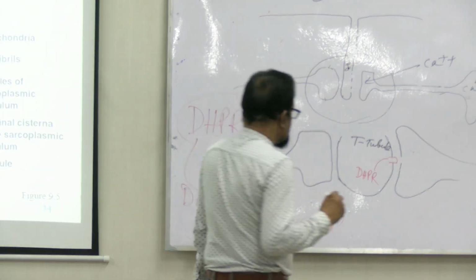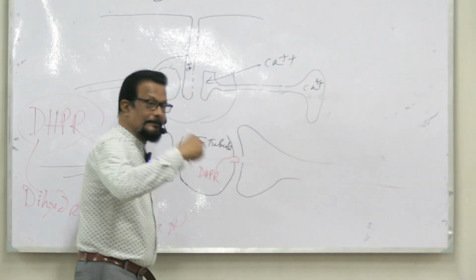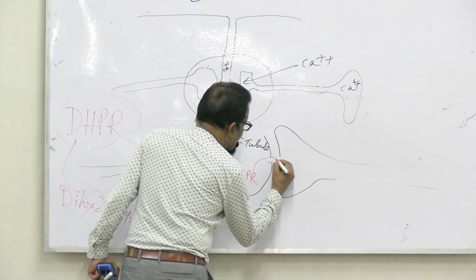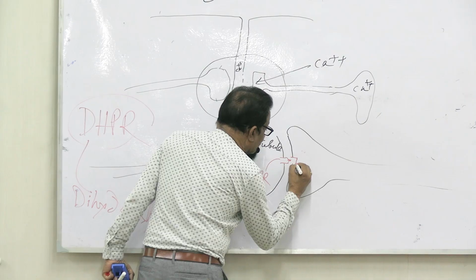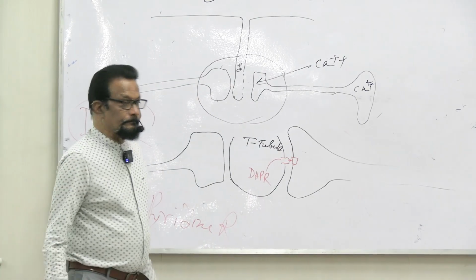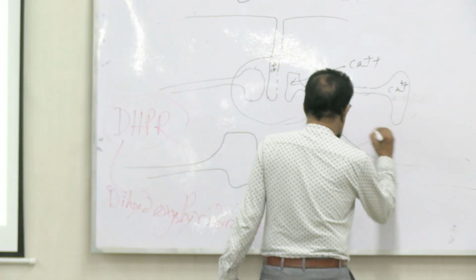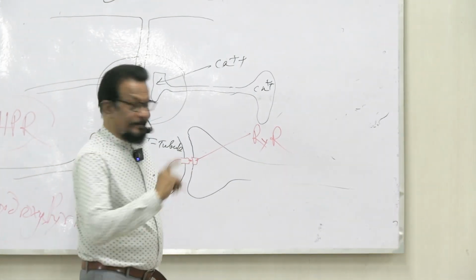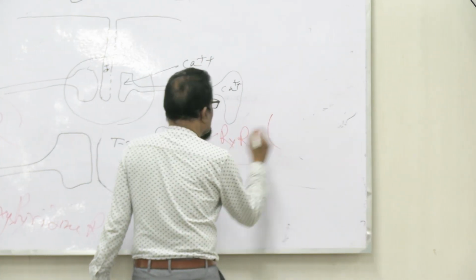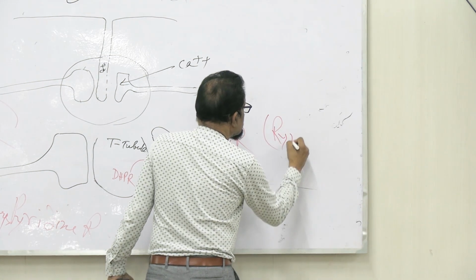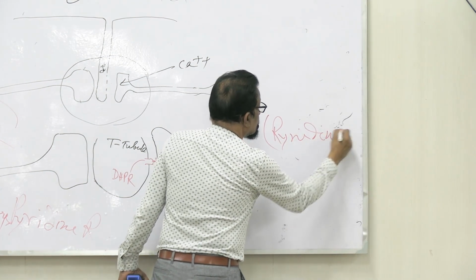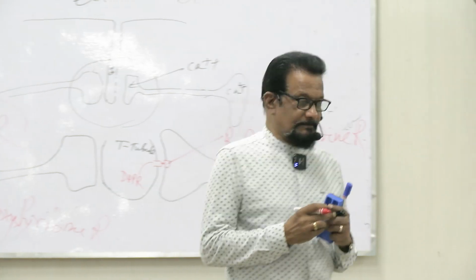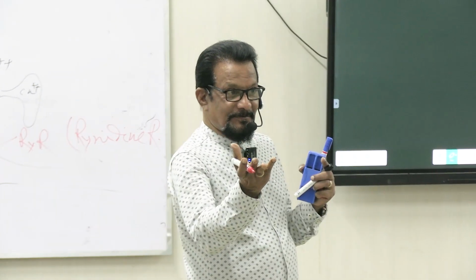They are mechanically connected. You think of a spring. They are mechanically connected to another receptor. This is called RY receptor. Write it. Ryanodine receptor. This is a receptor for calcium release.